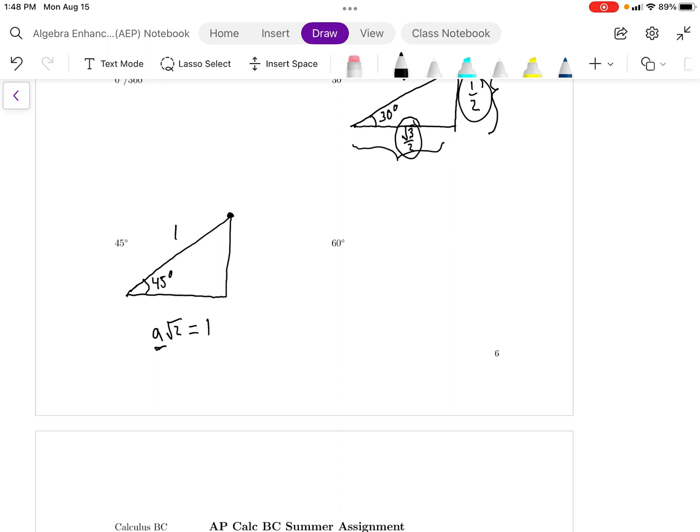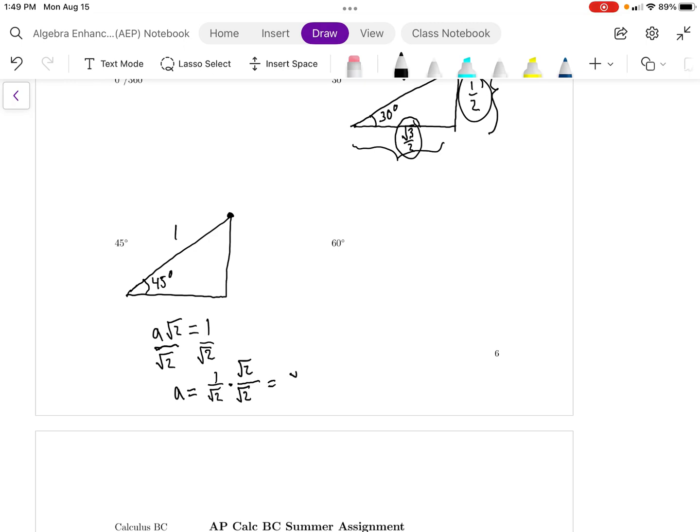Now we need to solve for a, right? So we need to divide by the square root of 2. So a is equal to 1 over root 2. Now we're going to do something called rationalizing this fraction. We don't typically write square roots in denominators. So the way we rationalize this fraction is we multiply top and bottom by the square root of 2.